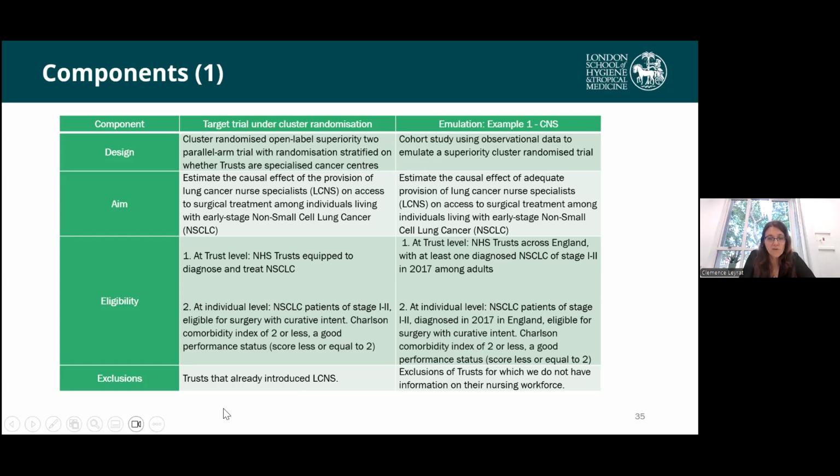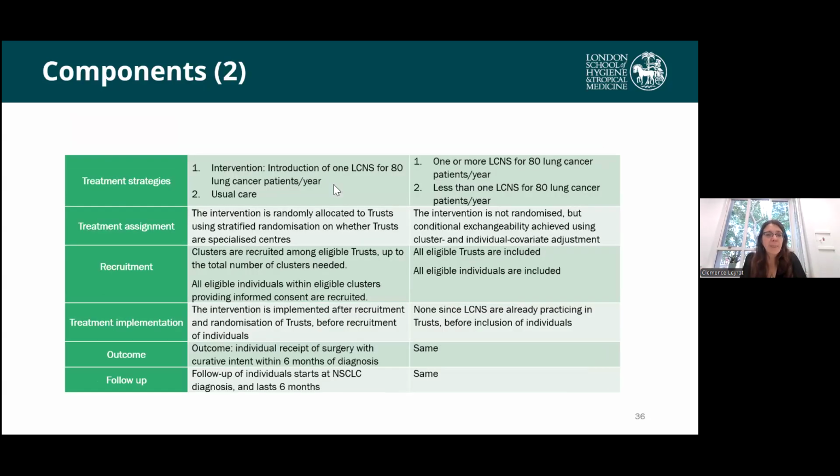Then we have eligibility criteria at trust and at individual level. So they are roughly the same. And in terms of exclusions, in the trial, we would only include clusters that don't have cancer nurse specialists yet. Whereas in our emulation, we only had the description for 2017, so we didn't really know what was available before, which is a main limitation of this work. And we excluded trusts for which we didn't have any information on their nursing workforce. So if the trusts were not in the Macmillan survey, we couldn't include them.